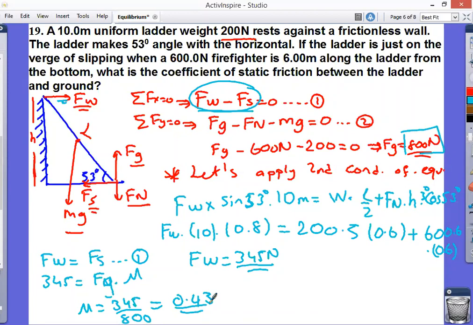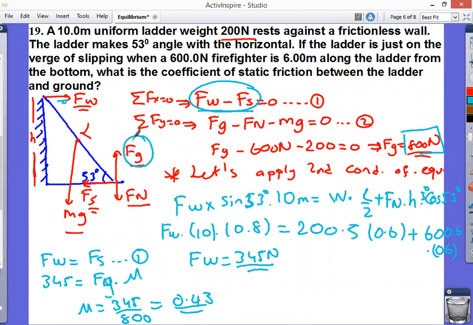It's going to be a combination of normal force and mg. Both of them are going to give us mg, weight and normal force. Yeah, the normal force will give us the force due to ground, and that is going to cause the friction.